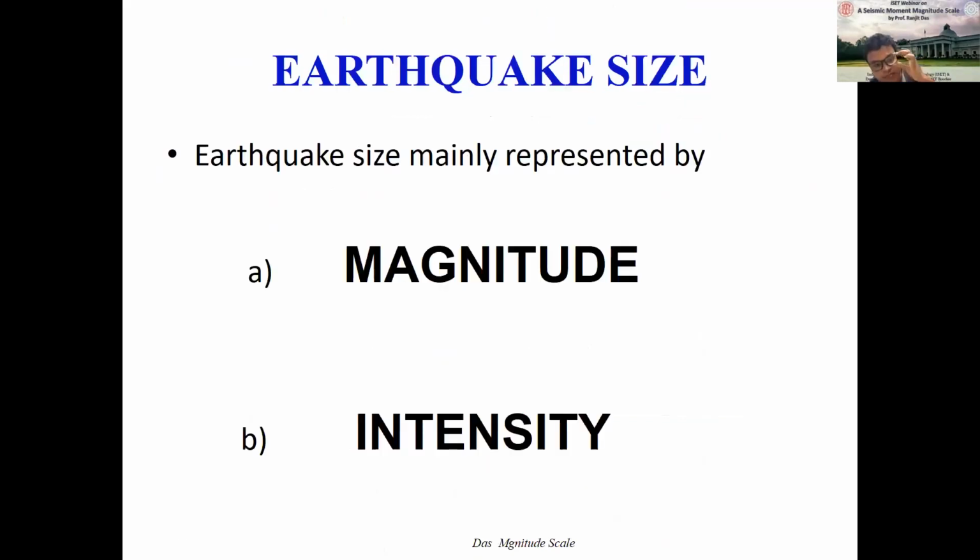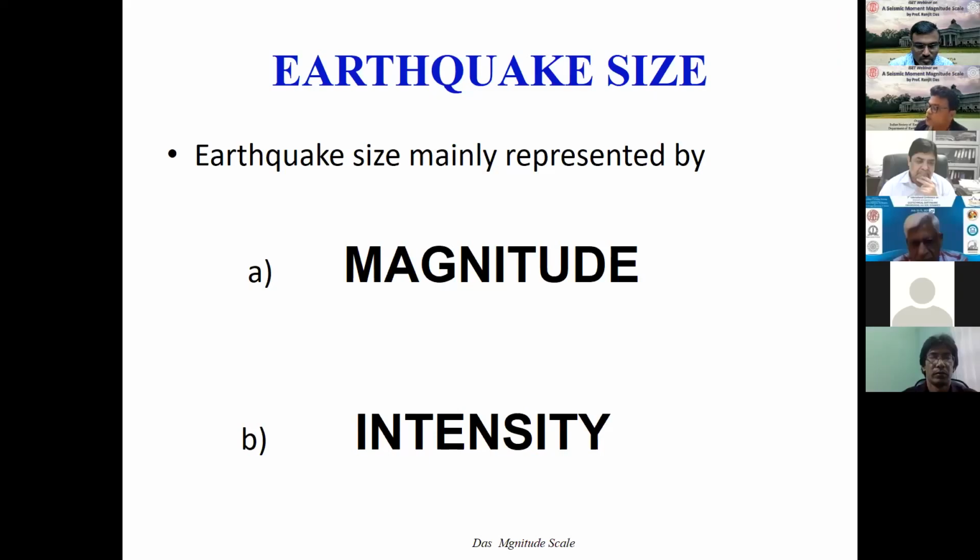Earthquake size is basically determined by magnitude or by intensity. Magnitude gives you the size of the earthquake, how big the earthquake is, and intensity gives you the degree of shaking of the earthquake at different places. Magnitude is the best for representing the earthquake size, because intensity decreases with respect to distance.